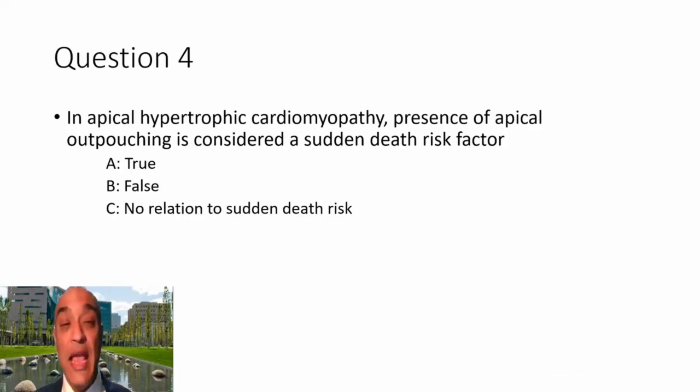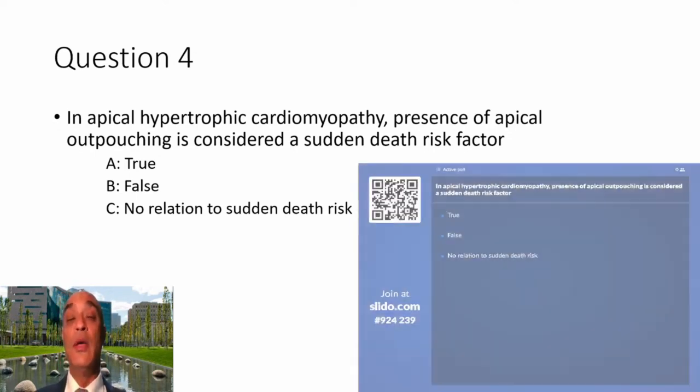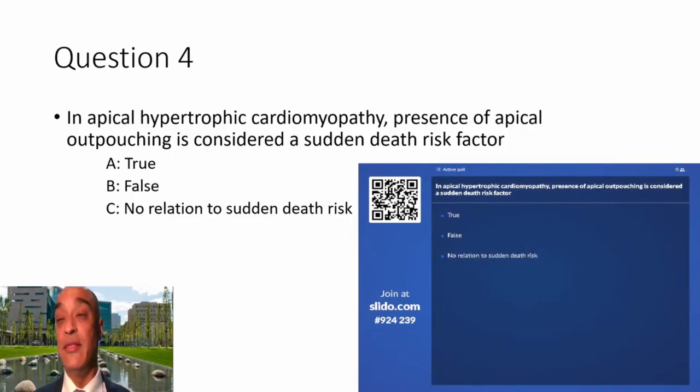Question 4, apical HCM: presence of apical outpouching is considered to be a sudden cardiac death risk factor. Is it true, is it false, or is there no relation to sudden cardiac death? The answer? Everyone has answered true. Perfect, so everybody is paying attention.